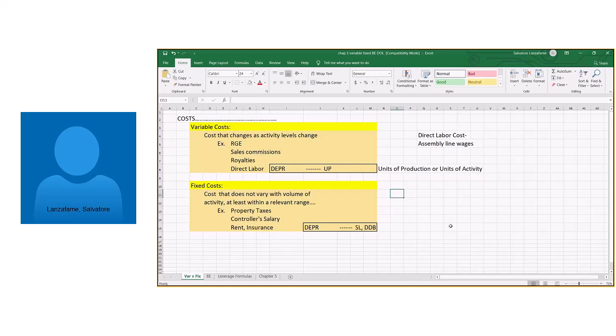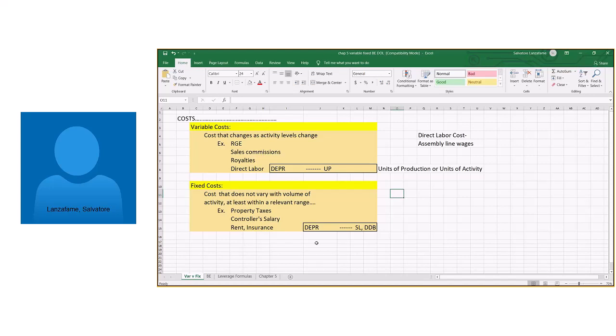All right, fixed costs. These are costs that do not vary with volume of activity, at least within a relevant range. So property taxes, you might say, well, I thought my taxes go up every year. Well, within that 1 year time frame, they're fixed, and they have nothing to do with activity. It doesn't matter if you've got one person in your house or 3 people in your house, your tax is the same. Somebody's salary is pretty much a fixed cost. Rent, insurance, those are fixed costs. They have nothing to do with activity.